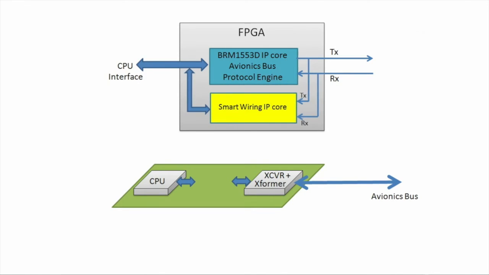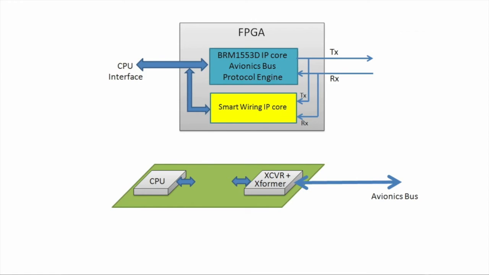Using an FPGA for the protocol engine allows us to easily add the smart wiring IP into the same architecture without any changes to the printed circuit board. The smart wiring IP core receives as an input both the TX and the RX digital lines, which go to the transceiver, and communicates with the CPU on the same lines as the BRM IP core.